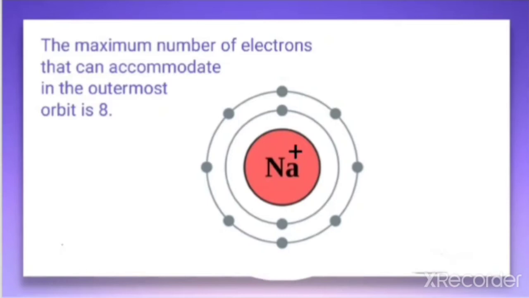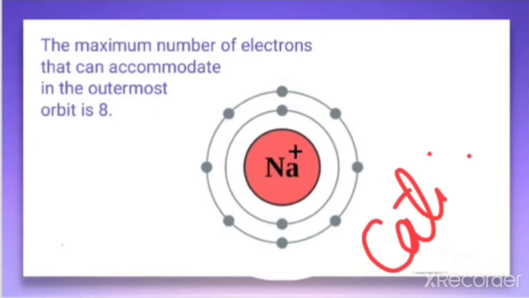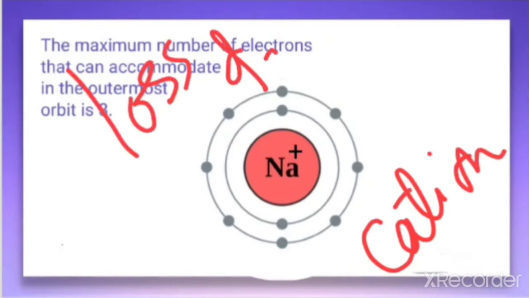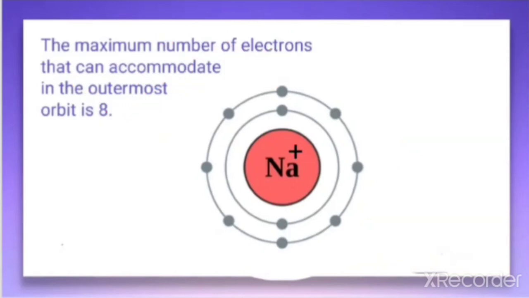And it results in the formation of an ion, that is a positively charged ion, which is called a cation. So how is the cation formed? That is due to the loss of electrons; cations are formed. The sodium ion is an example of a cation. So from this it is clear how cations are formed. When an atom loses an electron, it forms a cation.